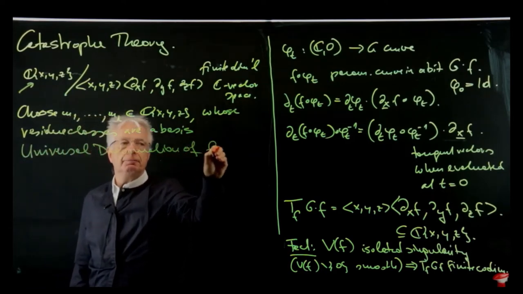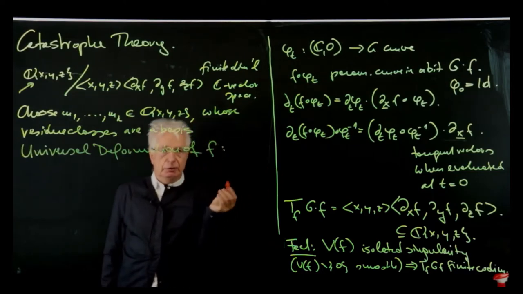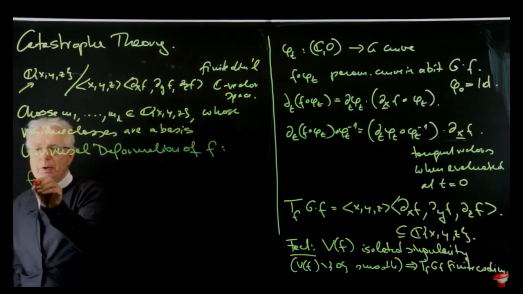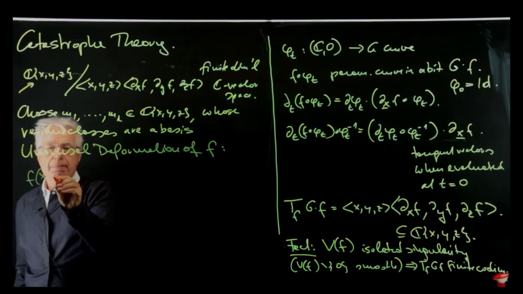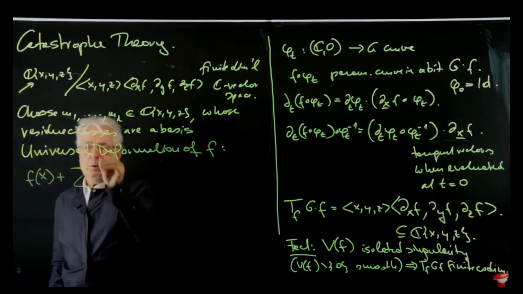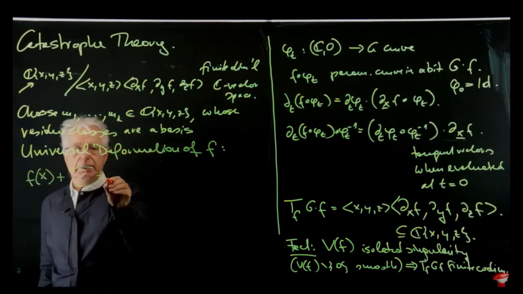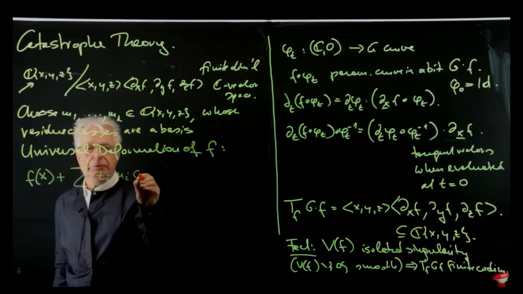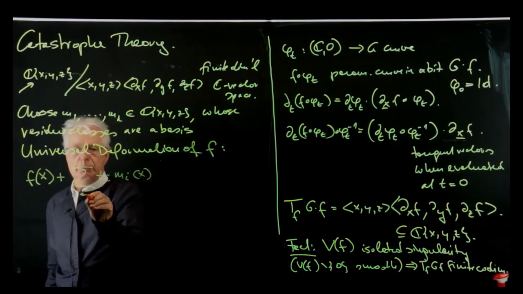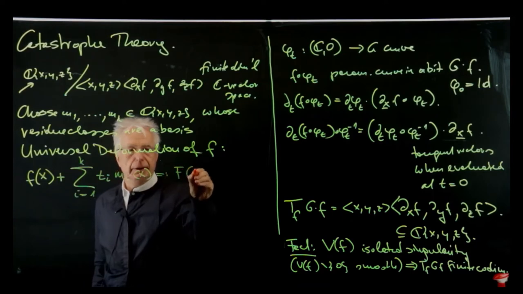Of f, which is now a multi-parameter family of deformations, and it is as follows. You write f of x plus, you take this basis, again I write x for x, y, and z, you take t_i m_i of x, i from 1 to k. And maybe we call this capital F of t and x.